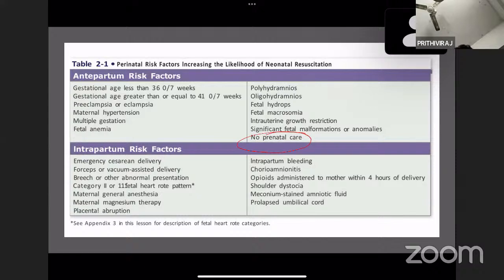And intrapartum risk factors: any emergency C-section, any assisted vaginal delivery like forceps, breech deliveries, and if the mother is given general anesthesia, magnesium therapy, or any abruptio placenta, vasa previa, intrapartum bleeding, chorioamnionitis, meconium stained amniotic fluid, or prolapsed umbilical cord, that is cord prolapse. If any of these factors are present in that delivery, then it becomes a high-risk delivery. And for any high-risk delivery, at least three members should be present for the resuscitation.